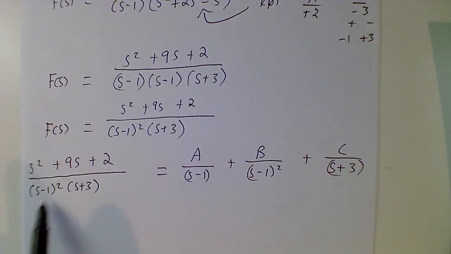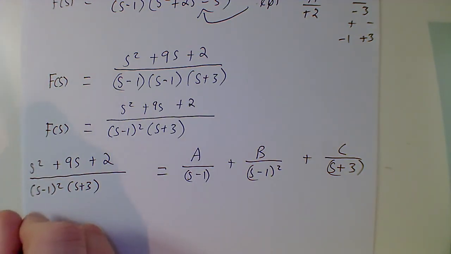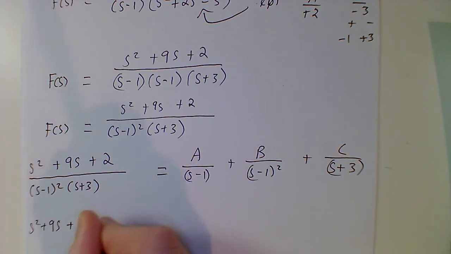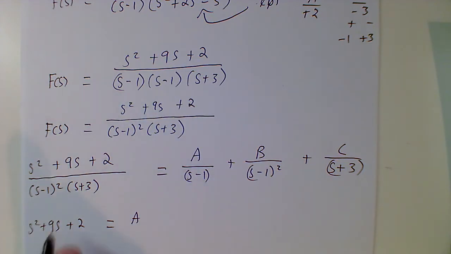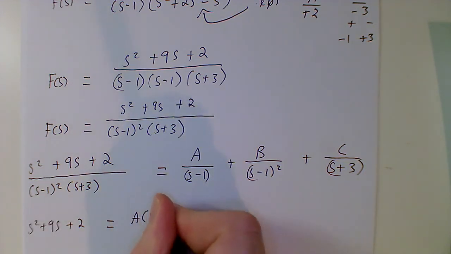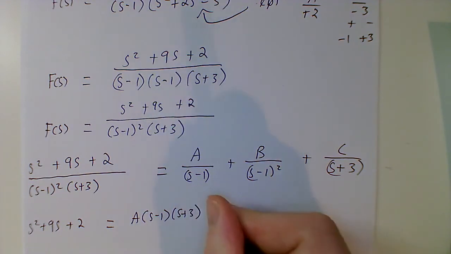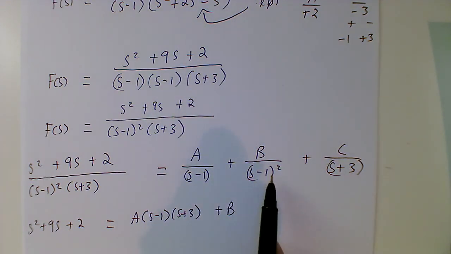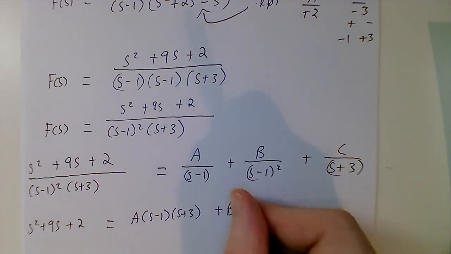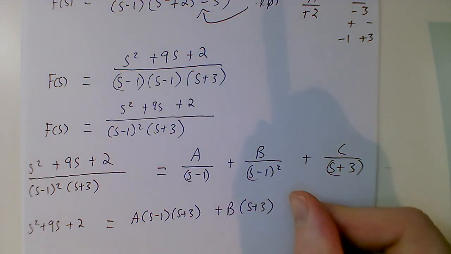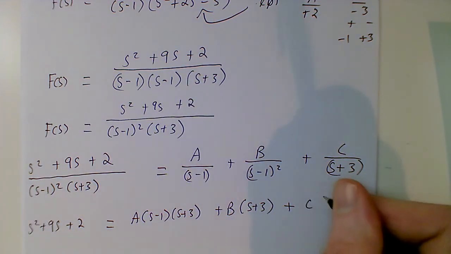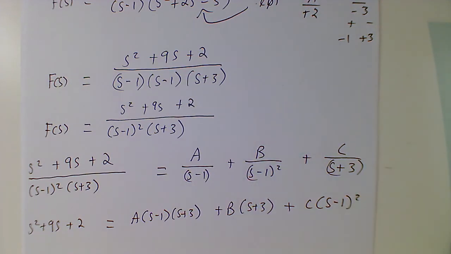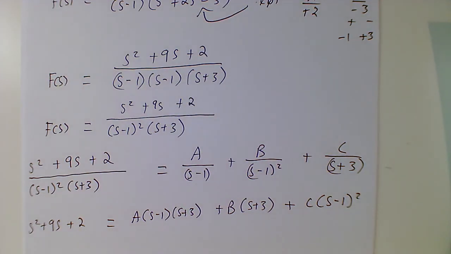So, we're going to multiply everything by the bottom here. We've got s take away 1 on the bottom here, so that means I'm missing an s take away 1 and an s plus 3. I've got s take away 1 squared on the bottom, so that means I'm missing an s plus 3. And I've got s plus 3 on the bottom, so that means I'm missing an s take away 1 squared. Like that.